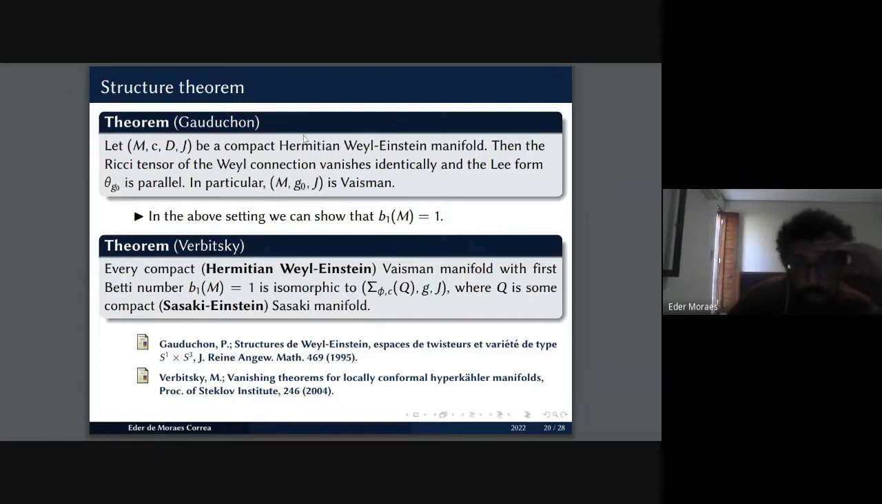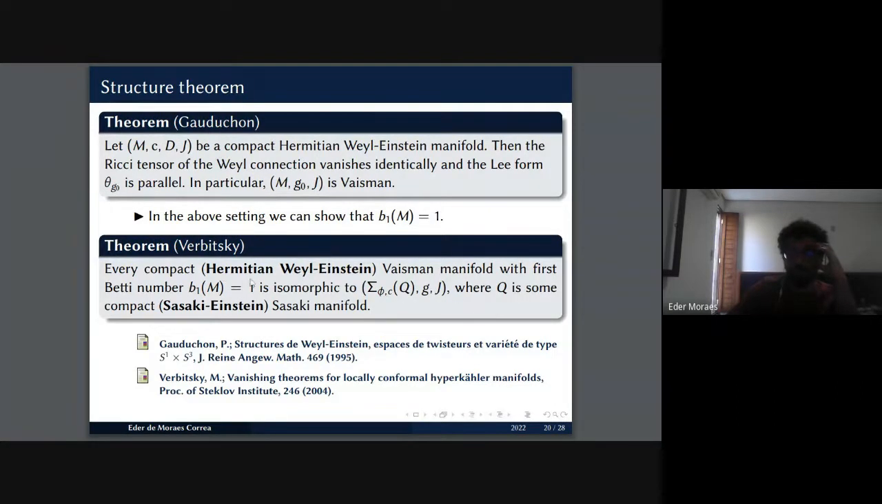And here we can use this to show that, in fact, the first Betti number of M is equal to one. From this we have a very nice structure theorem, which essentially gives a description for all compact Vaisman manifolds. This result is much more general: if we start with a compact Vaisman manifold with first Betti number equal to one, then it is isomorphic as a Vaisman manifold to a quotient manifold, as I have described in the example.